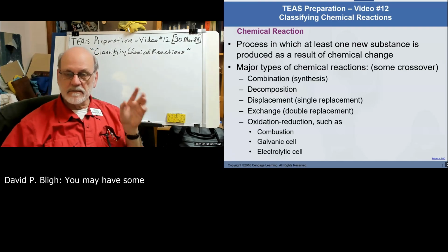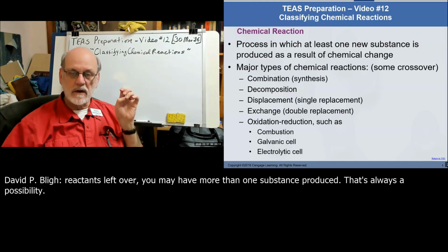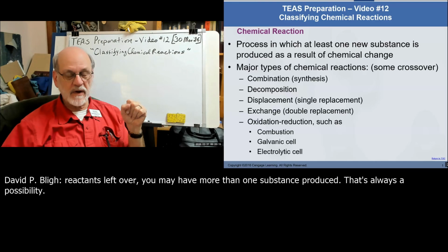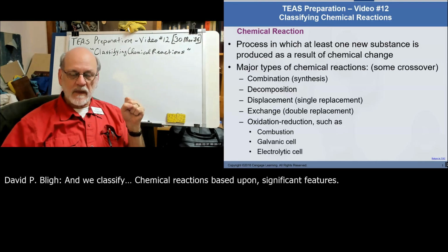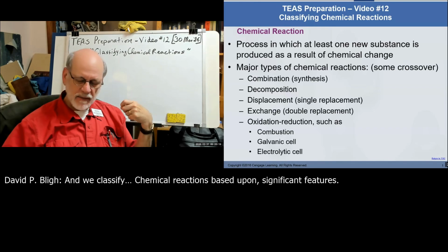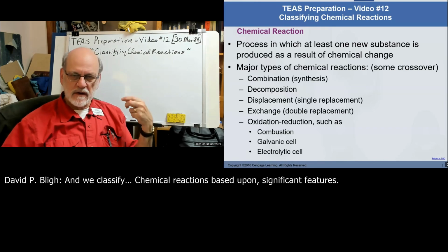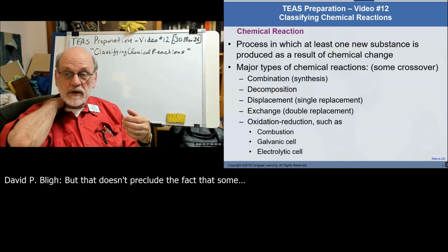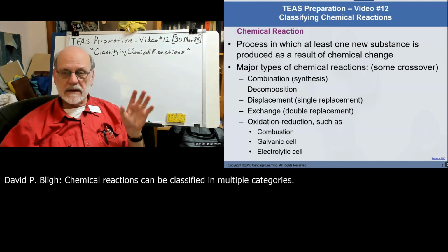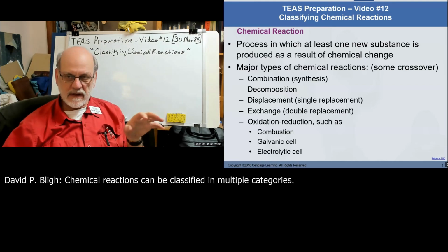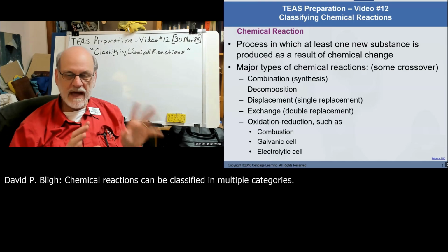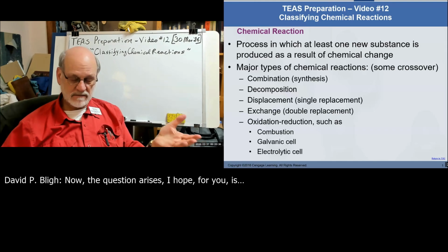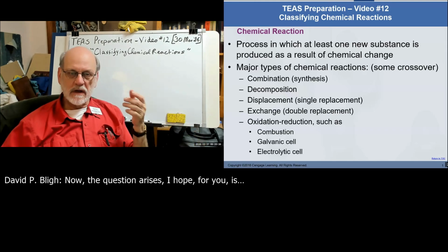You may have some reactants left over. You may have more than one substance produced. That's always a possibility. And we classify chemical reactions based upon significant features. But that doesn't preclude the fact that some chemical reactions can be classified in multiple categories.